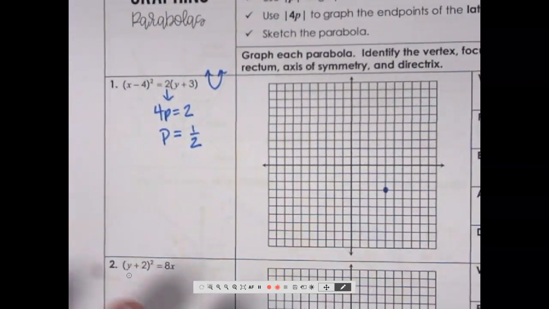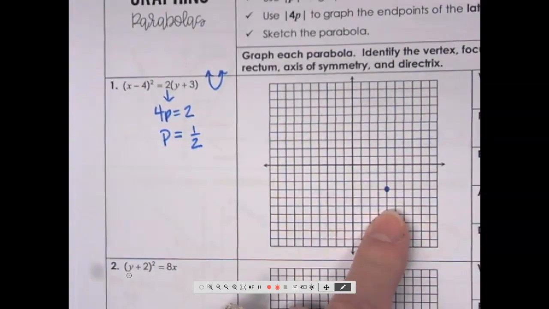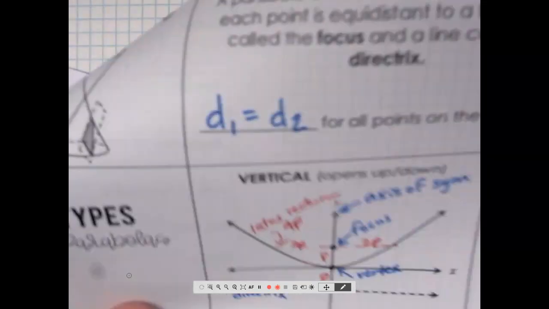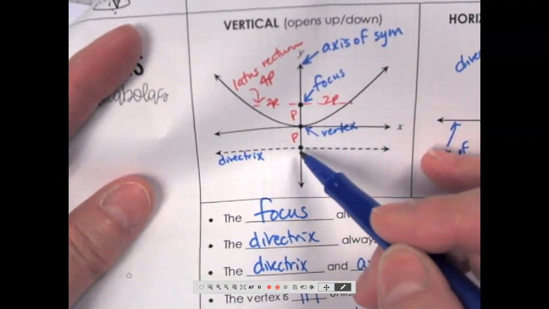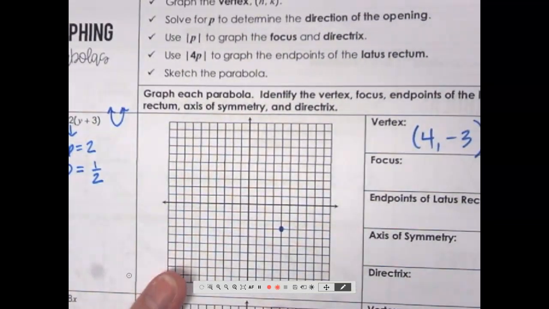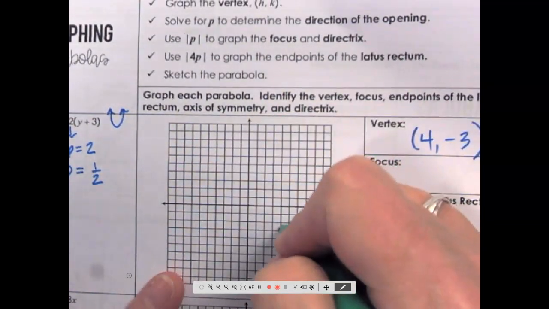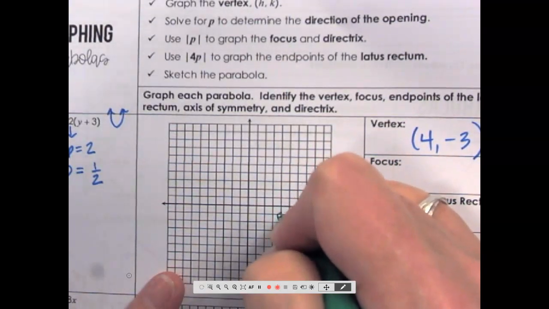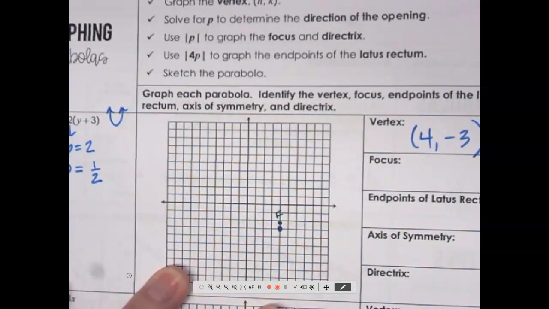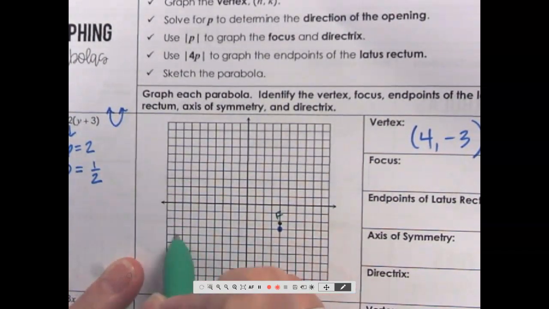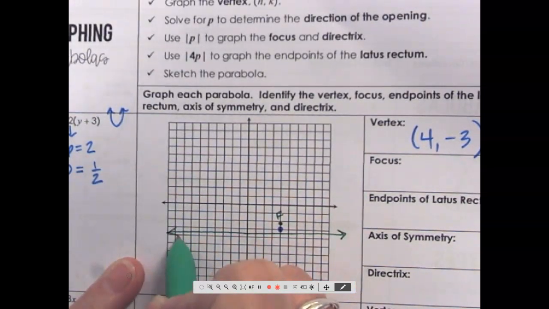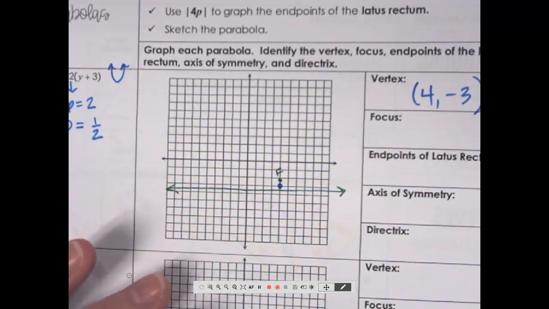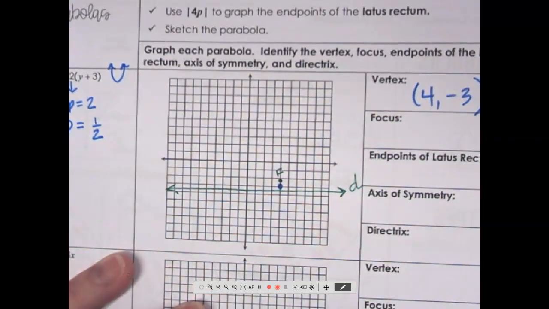Let me go back to the picture that we drew. From the vertex, I'm going up 1/2 to the focus and down 1/2 to the directrix. That's not very far, is it? It's going to be hard to indicate on here. So I'm going to say up 1/2, there's the focus. Down 1/2, and the line that goes through that is the directrix.